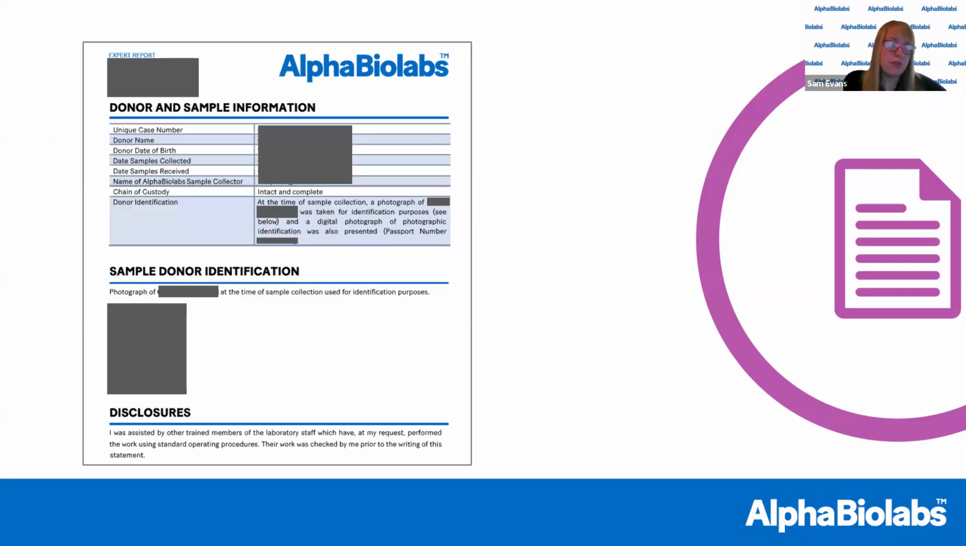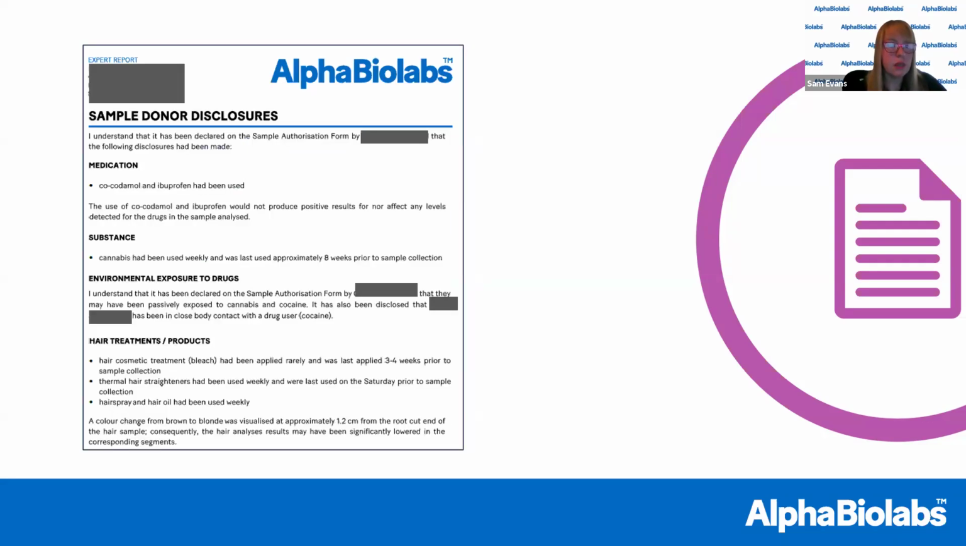Then we have the donor and sample information. This section includes the sample donor's full name and date of birth, plus the sample collection and receipt dates. It also records who collected the sample, confirms whether the chain of custody was intact, and includes a photograph of the sample donor as well as whether photo ID was provided. And if there are any issues, like an unclear chain of custody, for example, we contact the instructing party. And if it can't be resolved, then a recollection may be necessary.